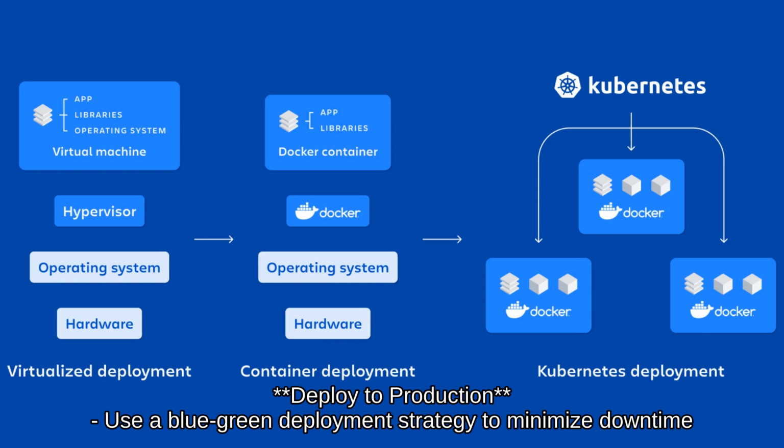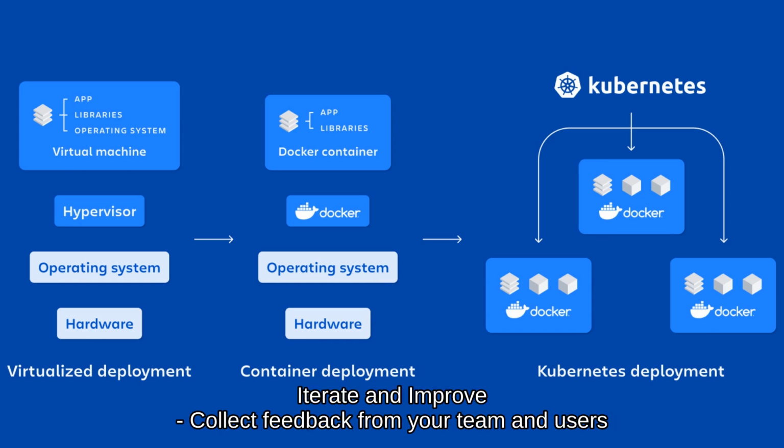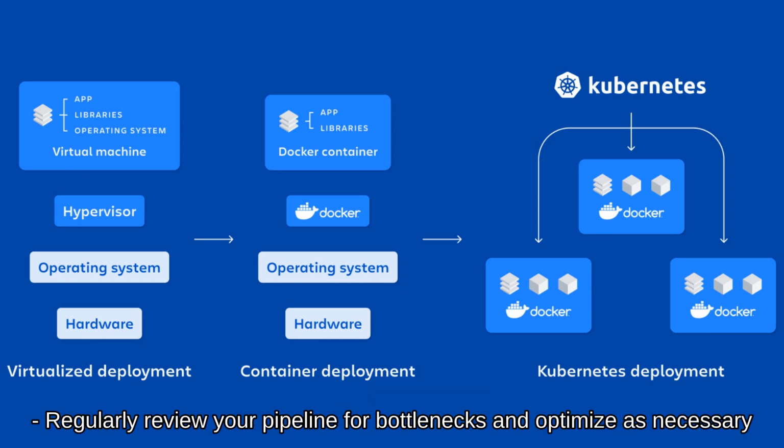Deploy to production. Use a blue-green deployment strategy to minimize downtime. Monitor the application post-deployment for any issues. Iterate and improve. Collect feedback from your team and users. Regularly review your pipeline for bottlenecks and optimize as necessary.